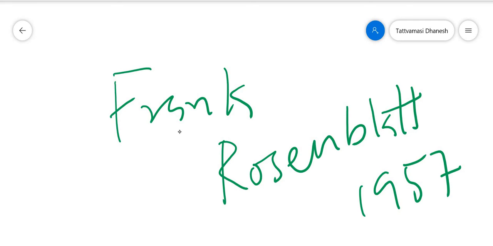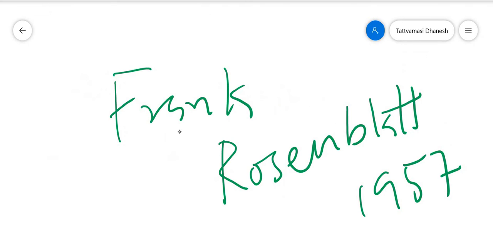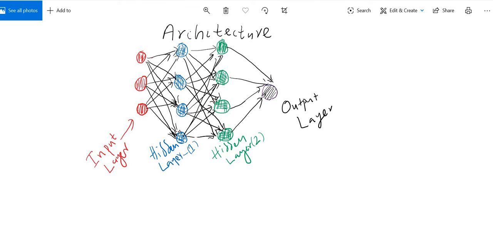Before how a perceptron works, I can show you the simplest architecture of an artificial neural network. It consists of the input layer, the hidden layer, and the output layer. The input layer takes the input. Inside the hidden layers the computations or calculations happen, and the output layer will give you the output. The circles represent the nodes. All these circles we call nodes.